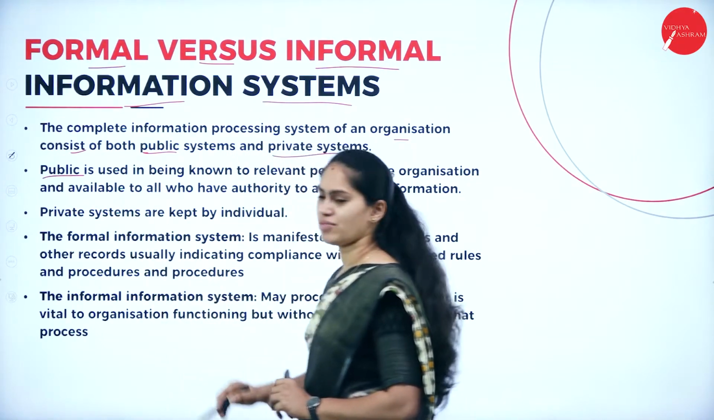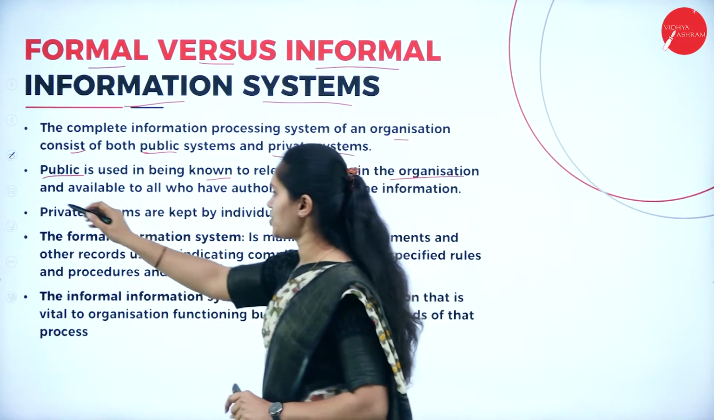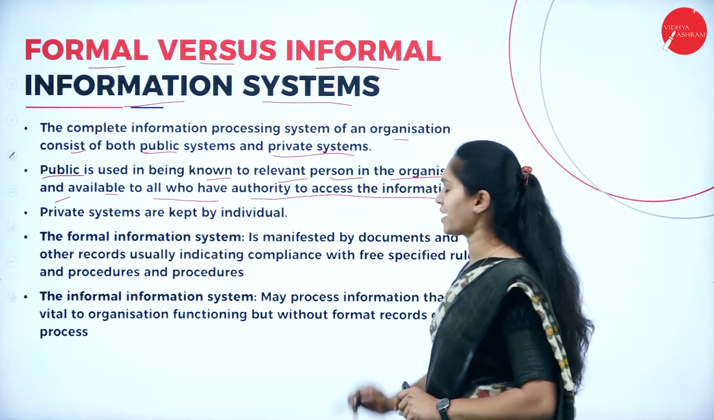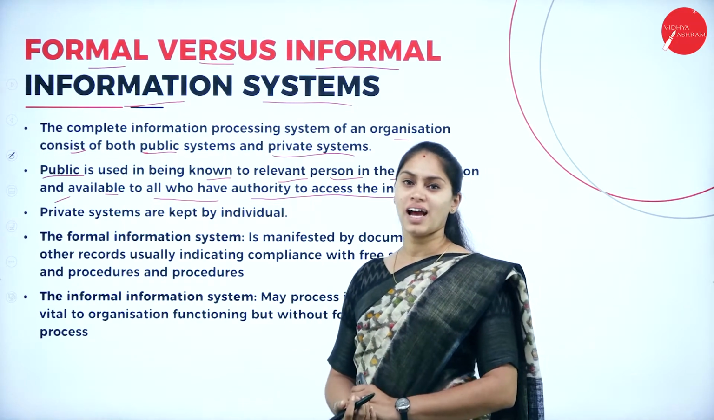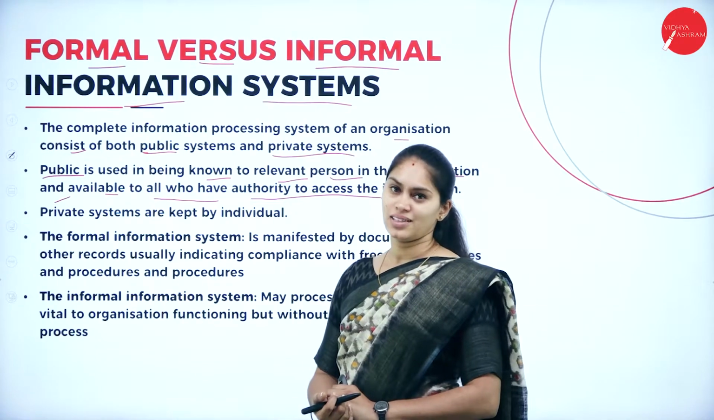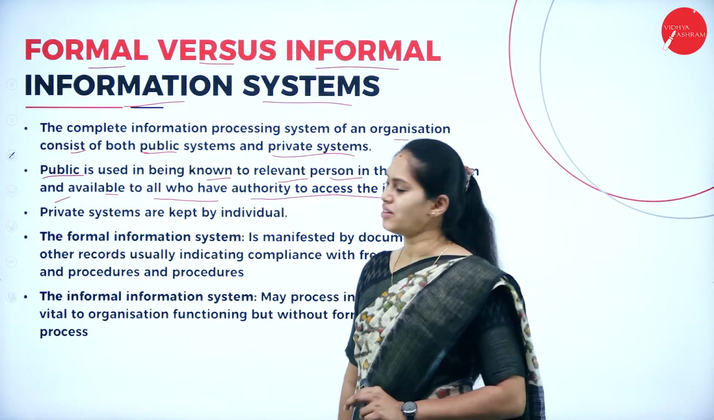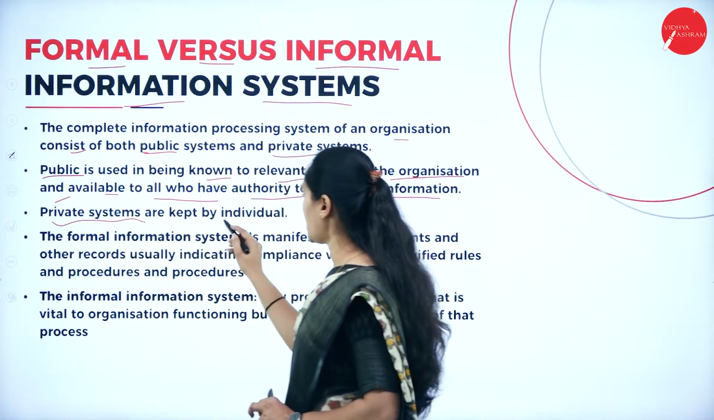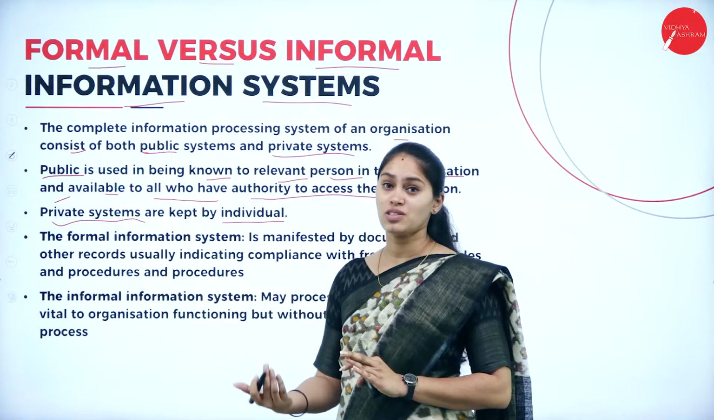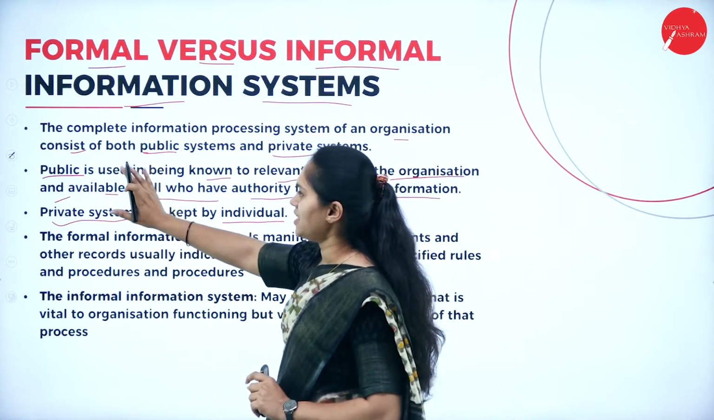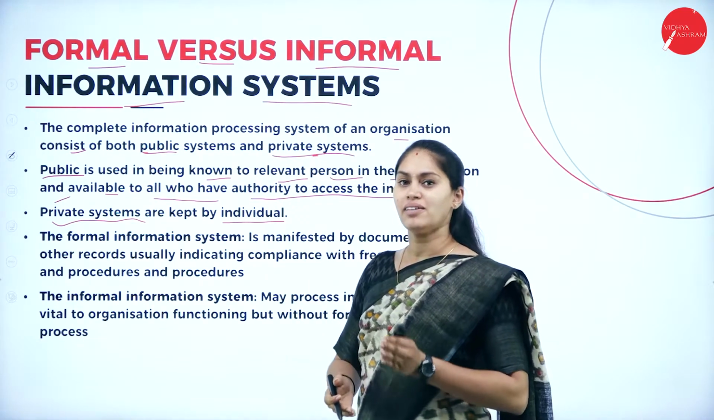So what is this public information system? It is mainly known to relevant persons in the organization and available to all who have authority to access the information. This kind of information, which is public in nature, will be available to all, and it will reach the person who is authorized. Only authorized people can access this, but it will be available to everybody. Then private systems are kept by individuals. They are confidential in nature and will not be accessed by a person who is not authorized.